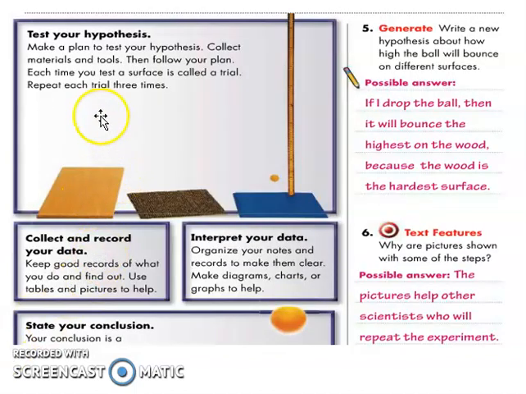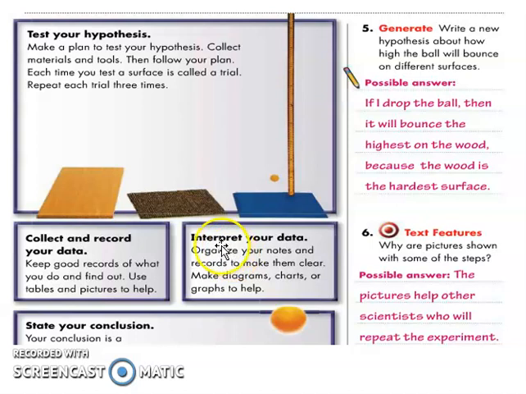Now, you need to test your hypothesis. This is the next step. You need to drop the ball from the same height using the rubber mat. You also need to drop the ball from the same height using the carpet surface, and then now using the wooden surface. Okay? Now, after testing your hypothesis, you need to collect and record the data. Once you drop the ball here, you need to measure how high it bounces. You need to write it on the paper. Same also here in the carpet and in the wooden surface.